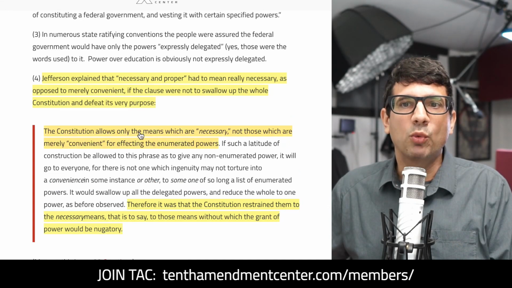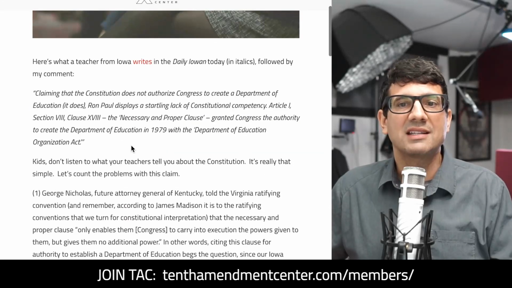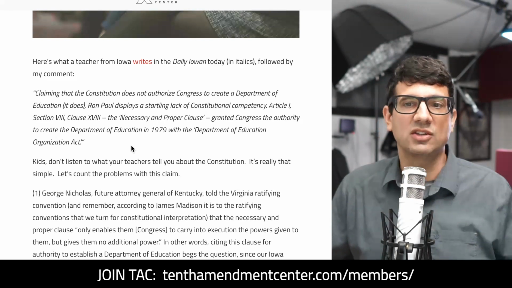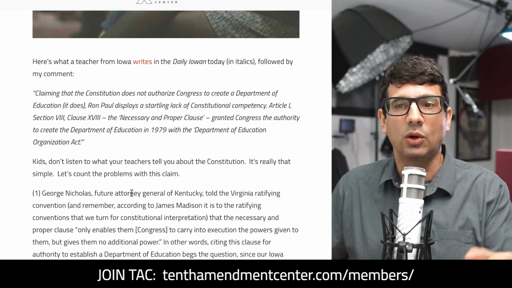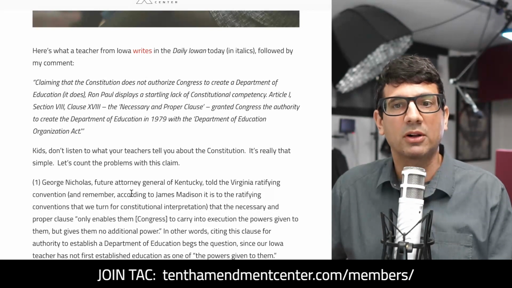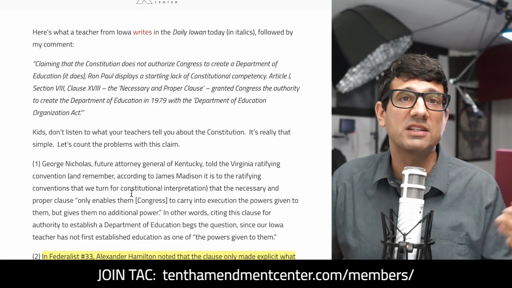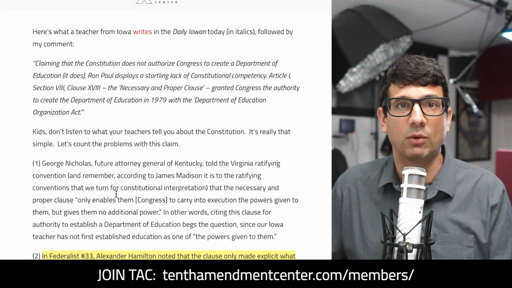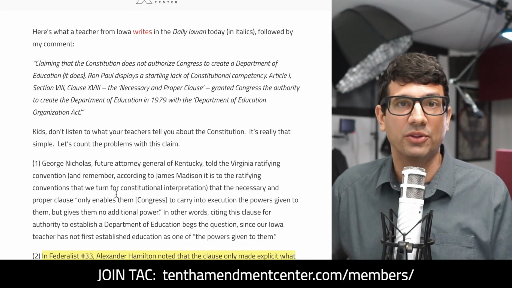So my buddy Tom Woods did an article on this a few years ago that we republished. It's from September 2011 that cites some main points covering this idea of incidental powers. He cites George Nicholas, he was a future Attorney General of Kentucky. He told the Virginia Ratifying Convention that Congress, including the necessary and proper clause, only enables them to carry into execution the powers given to them, but no additional power. This is to reinforce the fact that the necessary and proper clause was not a grant of additional power. It is a clarification, a recital to understand what can be done under those powers.